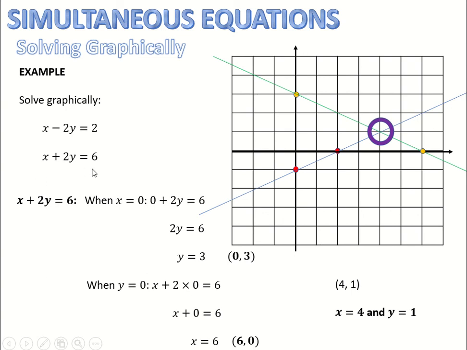I mentioned earlier that these equations could be rearranged to give you a different format. If you write it in the form y equals mx plus c, so y equals something, if you remember, the c part is the point where it crosses the y-axis. That's kind of why this process is quite straightforward.